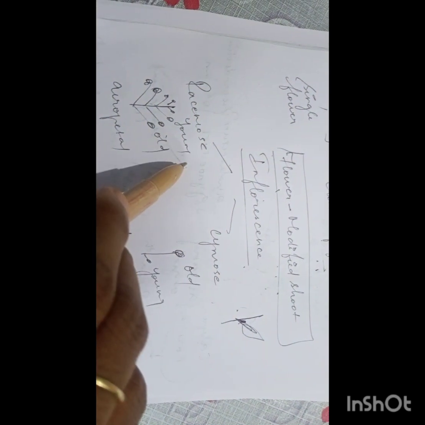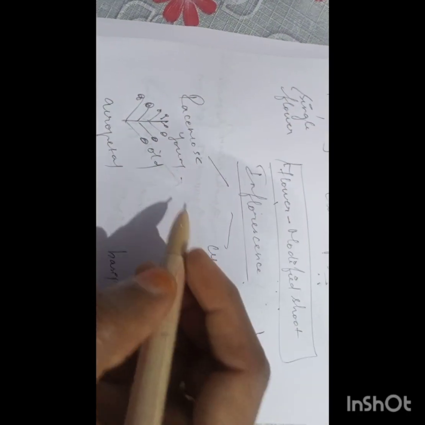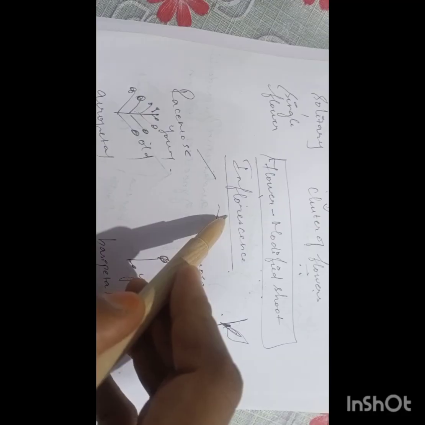So inflorescence, we can group it into two kinds. One is racemose and another is cymose. So it is very easy to understand. Actually, I said inflorescence is a cluster of flowers. Based on how the young and old flowers are arranged, we can group the inflorescence into two kinds. One is racemose, another is cymose.